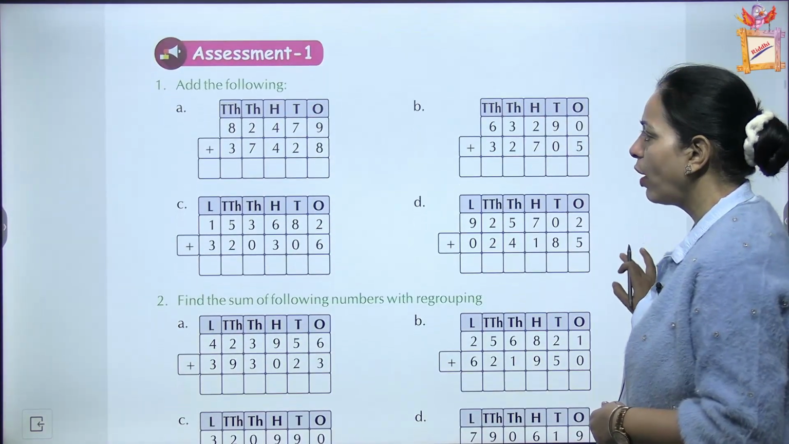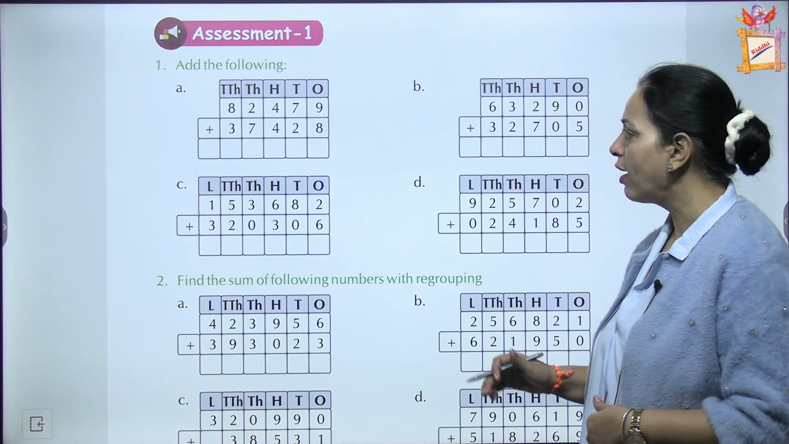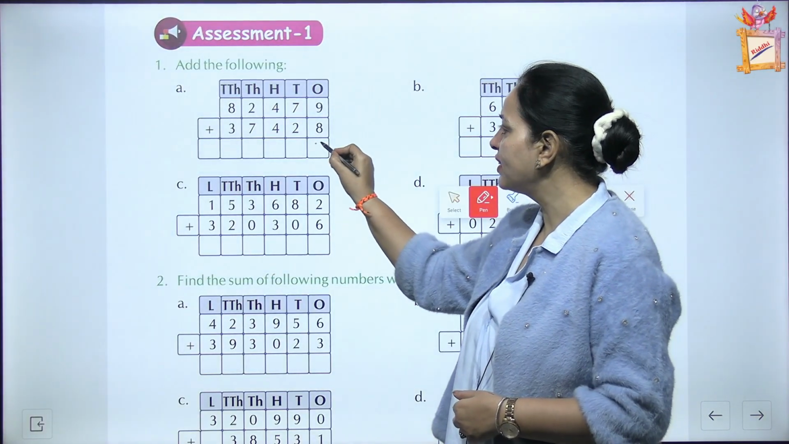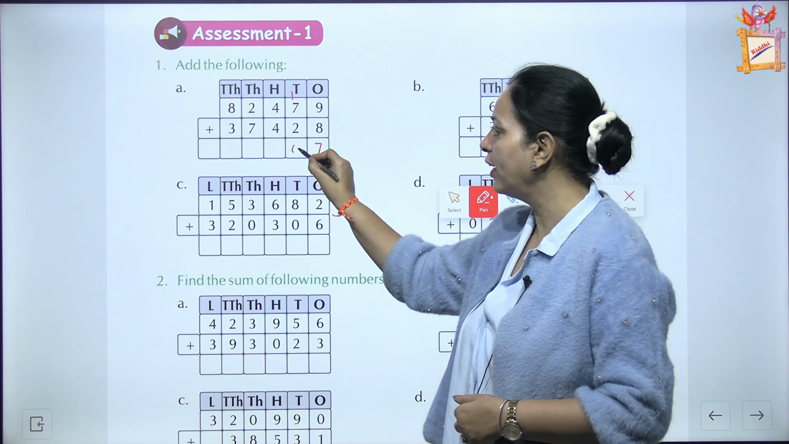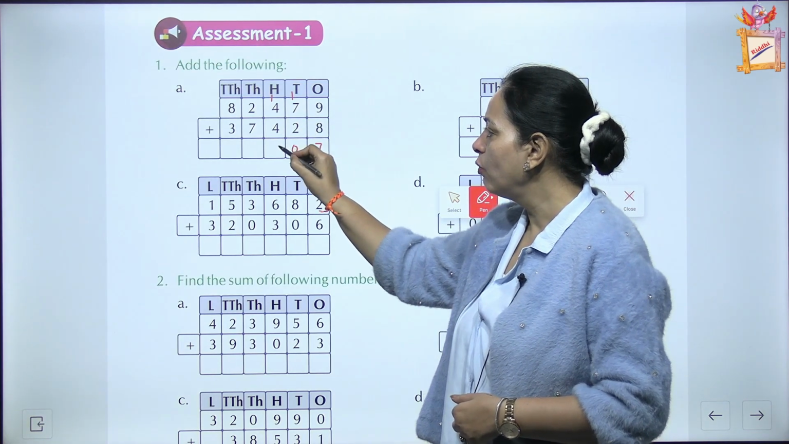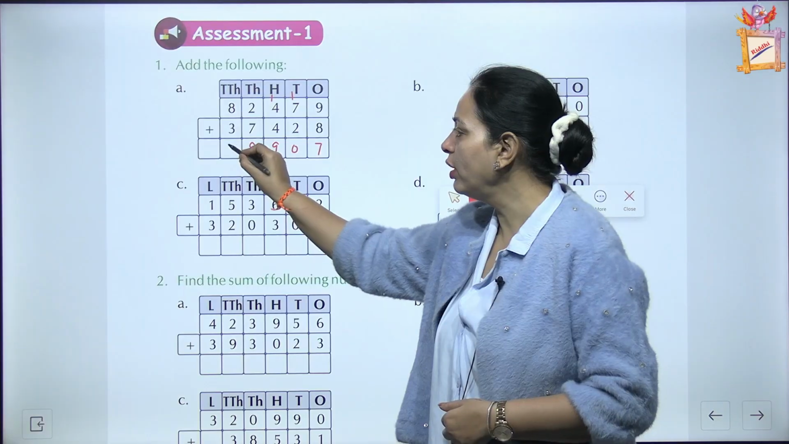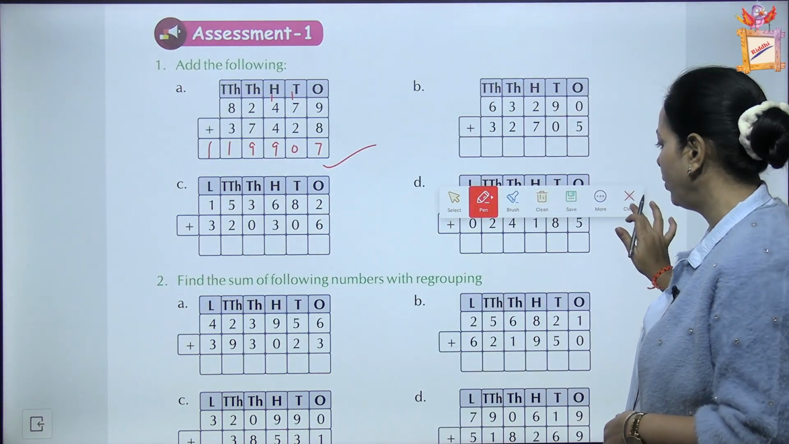Now assessment 1, question number 1, add these numbers, like here A part. Now add the numbers, add ones digit 9 and 8, 17. 1 carry, 7, 2, 9 and 1, 10, 0, 1 carry. We are getting here 9, 7 and 2, 9, 8 and 3, 11. Similarly, we can try remaining parts.